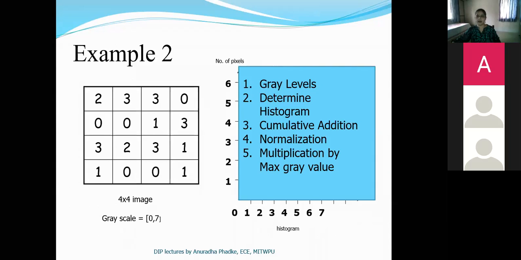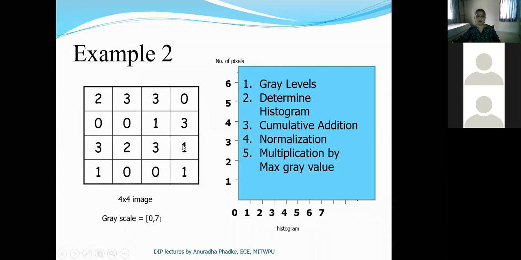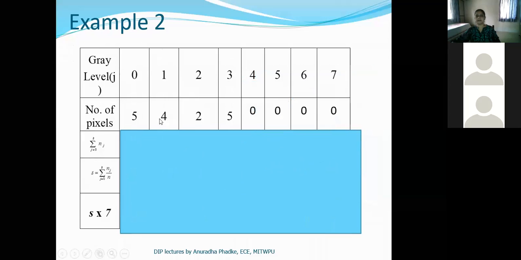Yes, Mehak, Soumya, your answers are correct. There are 4 pixels belonging to gray value 1: 1, 2, 3, 4. For 2, there are 2 pixels. Very good, Pradnesh, Mehak, Soumya. Then belonging to gray value 3, there are 1, 2, 3, 4, and 5 pixels. Yes, Keshav, your answer is correct. So this is the first step. After the first step, we are getting these results.